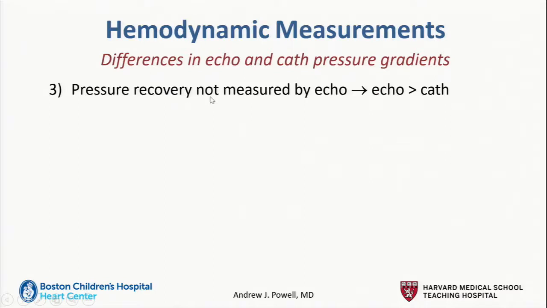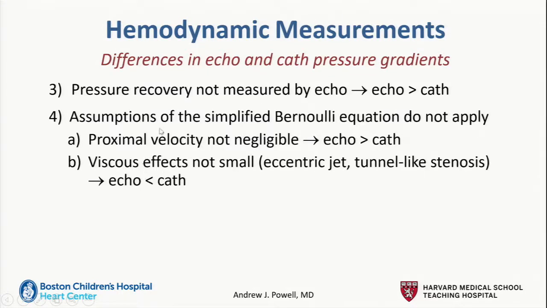Third situation is that, as I mentioned just a moment ago, the pressure recovery is not measured by echo, and thus you can expect the echo gradients to be larger than cath as a result of this phenomenon. A fourth situation is that the assumptions of the simplified Bernoulli equation don't apply. So, for example, if the proximal velocity is not negligible, but you assume that it would be, then you're going to overestimate the echo gradient, because you didn't subtract that second velocity component from it. So you just used V2, and you didn't take away V1, and so that means the velocity you're working with is bigger, and when you multiply it by 4, you're going to get an artifactually big number, and that's going to lead to a higher echo gradient than cath.